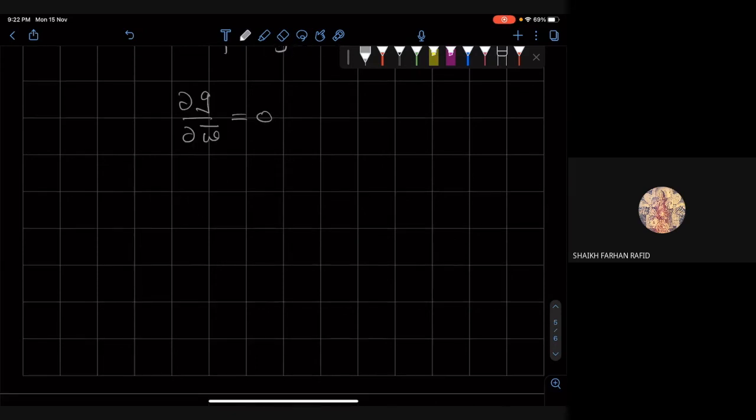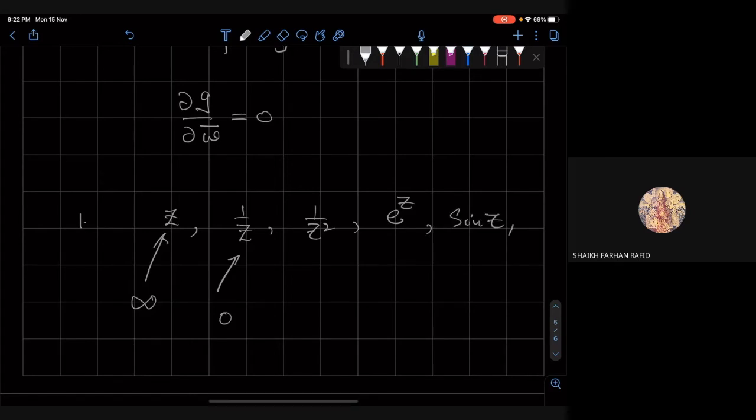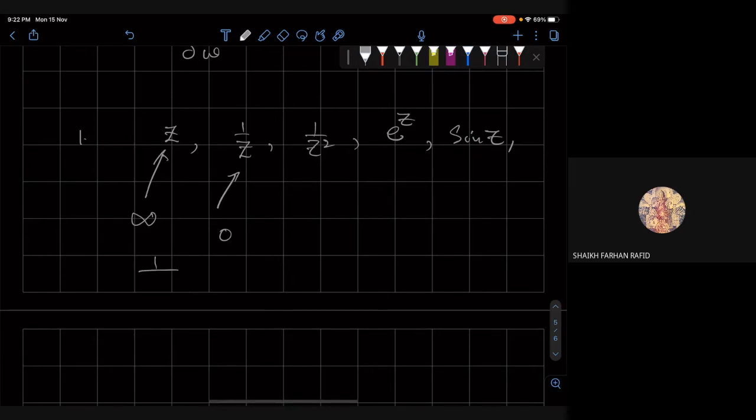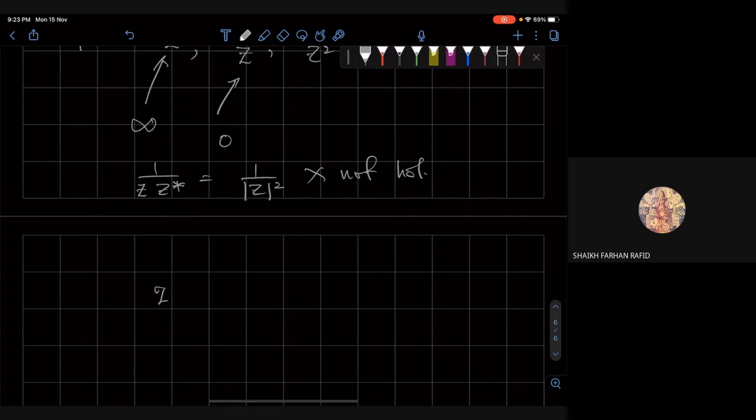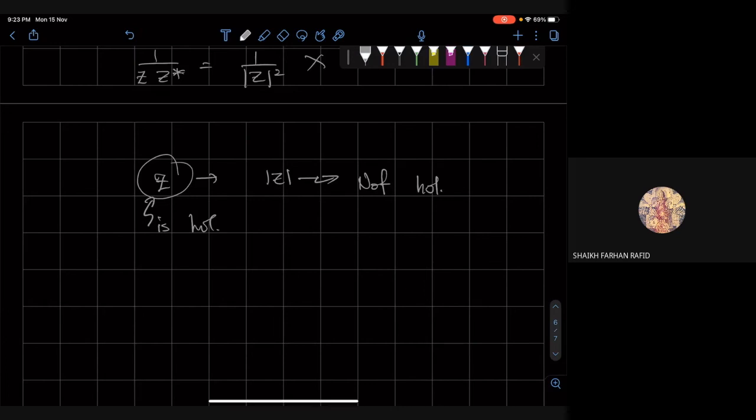Let me give you some examples of holomorphic functions. z is a holomorphic function. 1 over z is a holomorphic function, but it has a singularity at 0. It also has a singularity at infinity. 1 over z cubed, e to the power z, sine of z: these are all holomorphic functions. But 1 over z star, which I can write as z, is not holomorphic because it depends on z bar. If I take a complex number and take its modulus, this is not holomorphic, whereas this is.